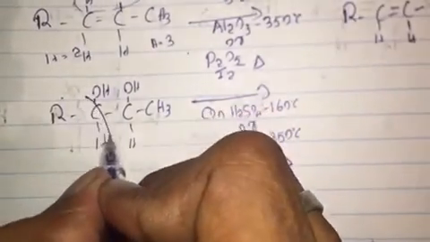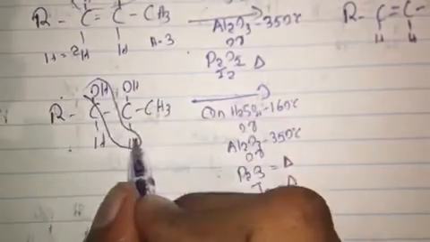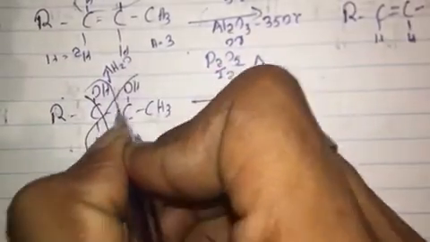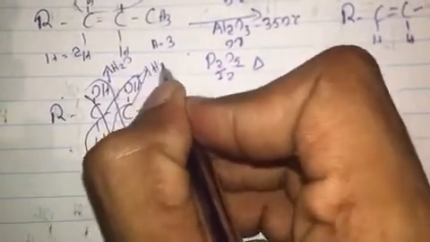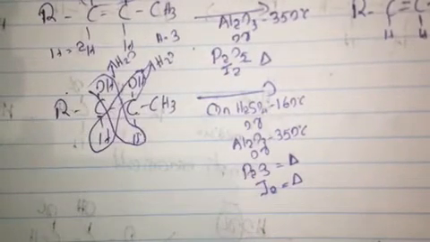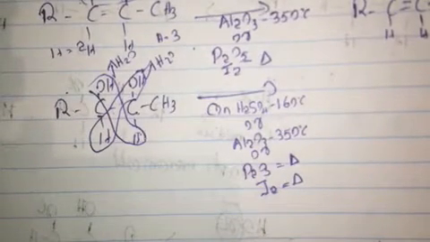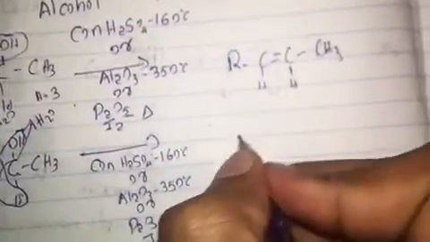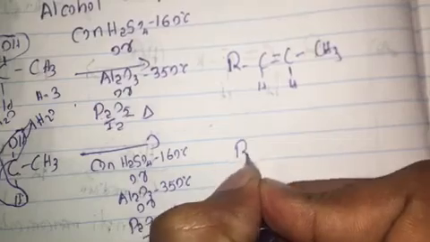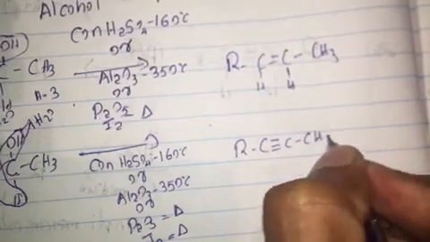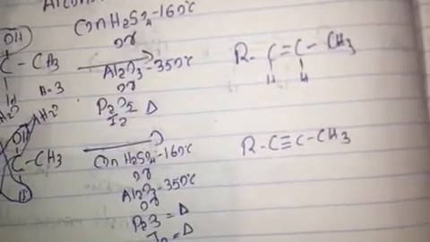This OH group and this hydrogen are released as H2O. This OH is released as H2O again. Both carbons lose one bond each, therefore they form a new double bond between these two carbons, forming the alkene.